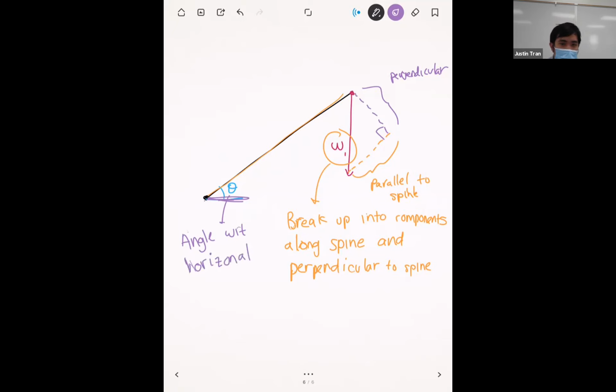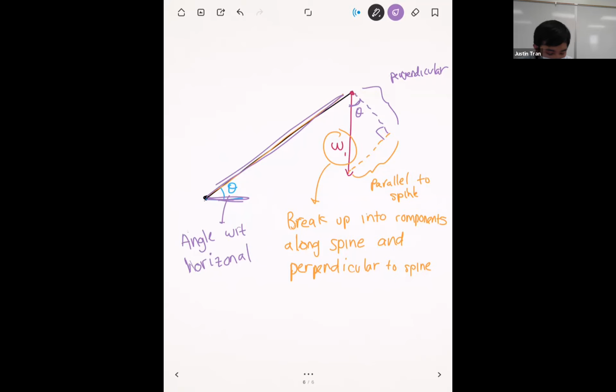Where the main hypotenuse, or the main length that we're considering, is the actual spine itself. And then we're defining the angle with respect to that line, with respect to the horizontal. Here, since we have a vertical force, we're kind of flipping it vertically, right? And so where you would actually put this angle is right here.